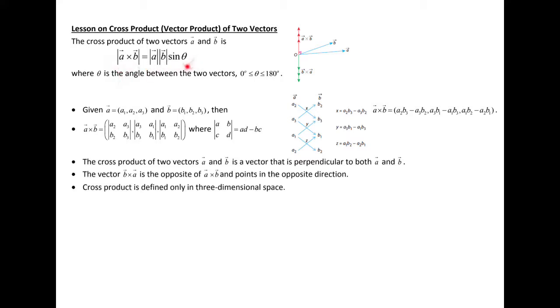Let's look at this formula here for the cross product. Because the magnitude of A is a scalar, the magnitude of vector B is also a scalar, and sine theta is also a scalar. That means the multiplication of scalars cannot become a vector. Therefore, it equals the magnitude of the cross product. There are two ways to find the cross product, which will be illustrated in the next example. And keep in mind, cross product is defined only in three-dimensional space.